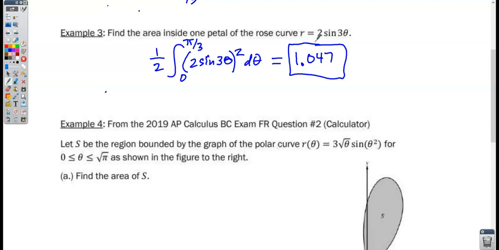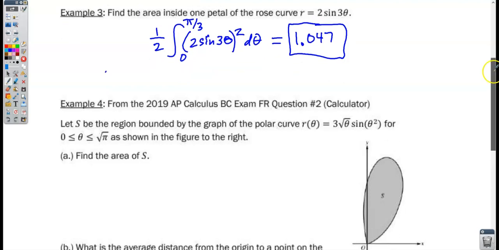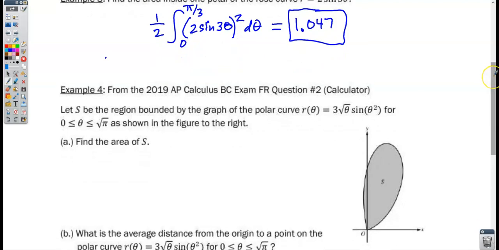Alright, example 4 comes from the 2019 AP Calculus BC exam free response question number 2. We're going to incorporate some area ideas from today, as well as some other things that we've touched on in previous parts of this course. So let's go ahead and look at this. Let S be the region bounded by the graph of the polar curve r of theta equals 3 square root of theta sine of theta squared for the interval from 0 to square root of pi, as shown in the figure to the right.